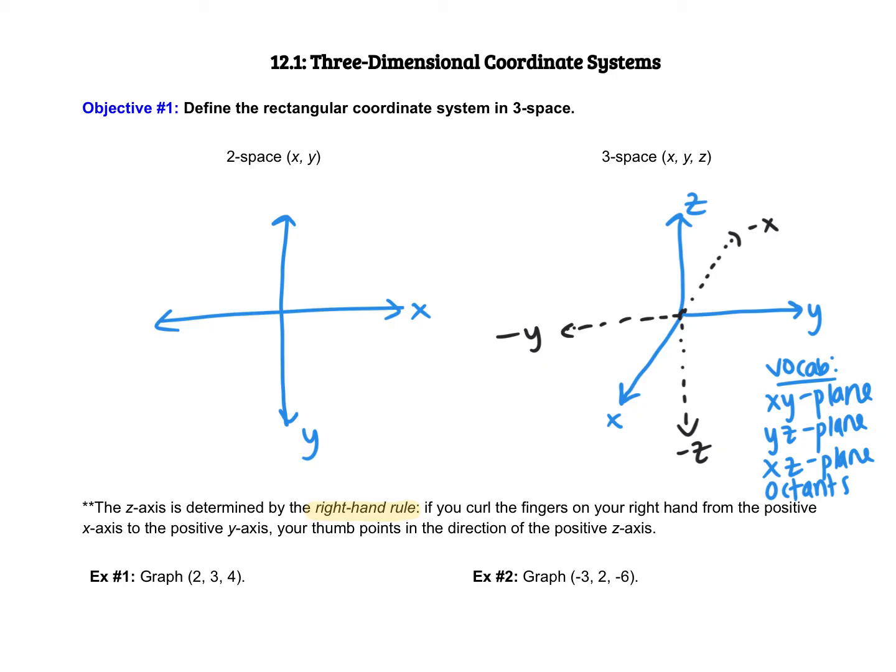You're not going to need that too much right now, but later on after this video, when we start moving into vectors, we're going to need to be able to determine the positive direction of the z-axis. And so just keep that right-hand rule in your back pocket for later. Okay, so now that we know what this 3 space XYZ looks like, we are going to do some graphing.